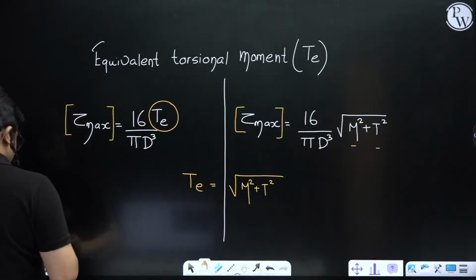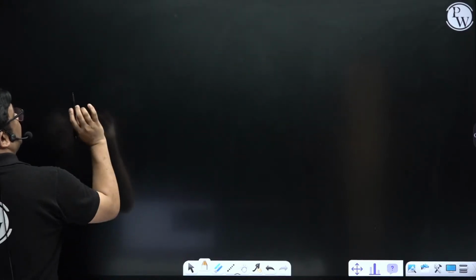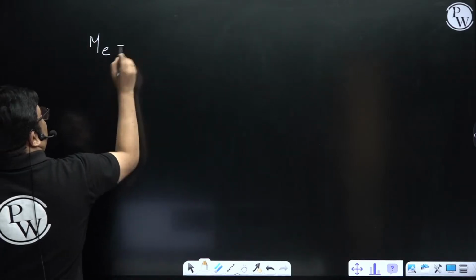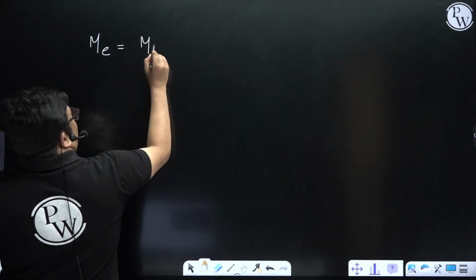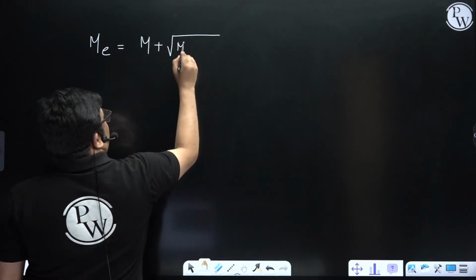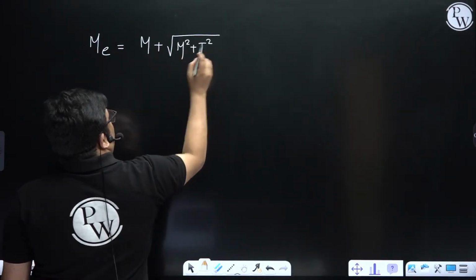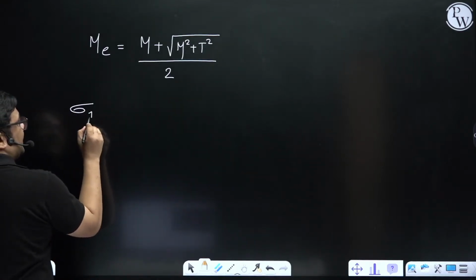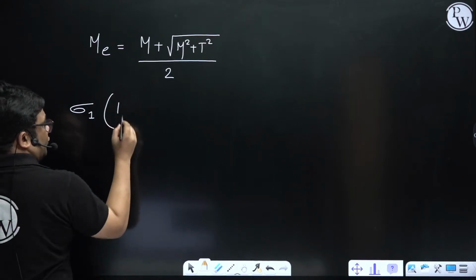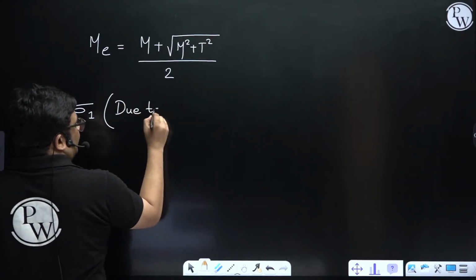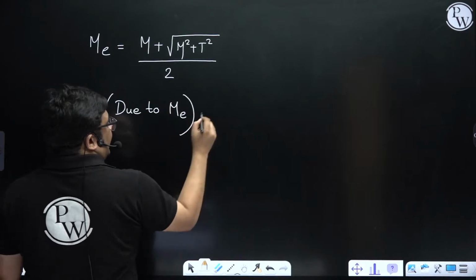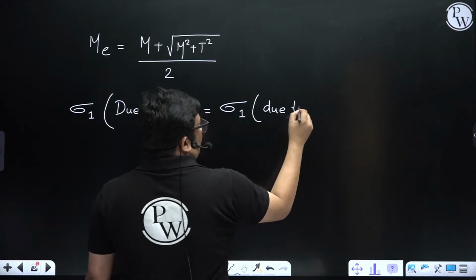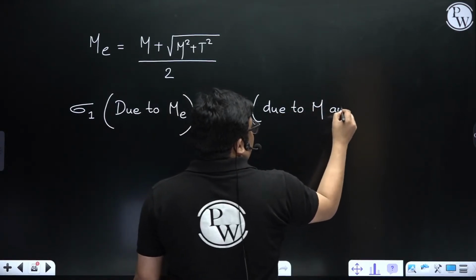So if I summarize it, when I am taking equivalent bending moment, that is equal to M plus root under M square plus T square divided by 2. And how I found out? That the major principal stress due to ME, I equated it to the major principal stress due to M and T, right?